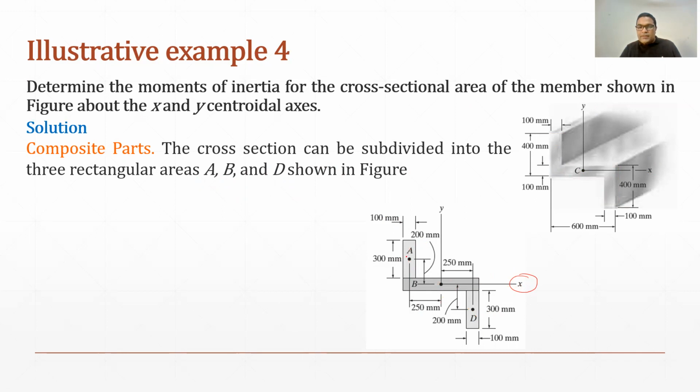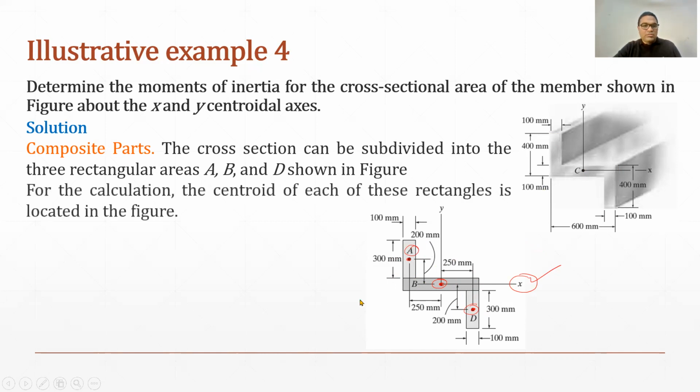While you can see in rectangle A, its individual CG is this one, and rectangle D has its individual CG here, and rectangle B has a CG which is coinciding with the CG of the whole area. Therefore, parallel axis theorem will be applied only in rectangle A and rectangle D. There won't be a need to apply parallel axis theorem in case of rectangle B, because the axis is passing through the common axis about which we have to find out moment of inertia.